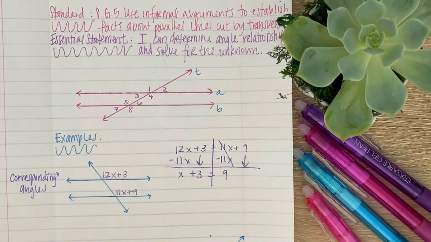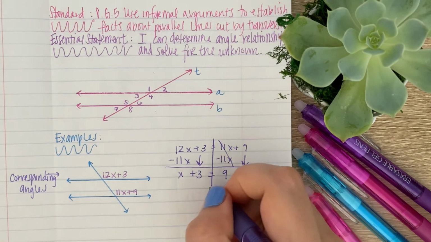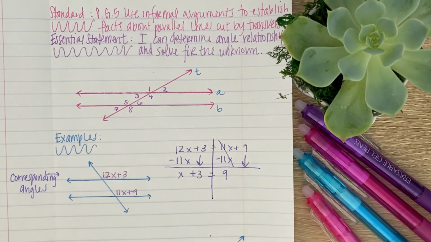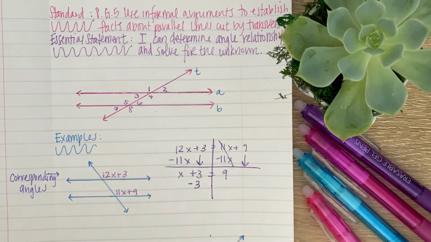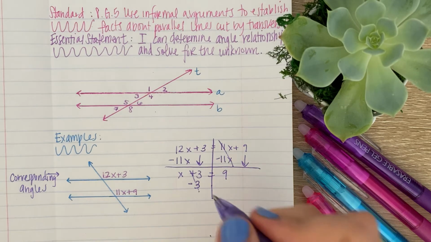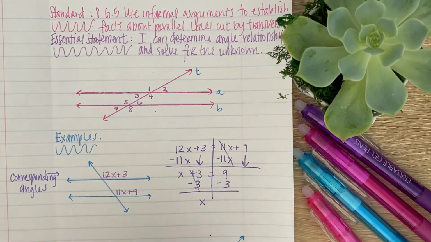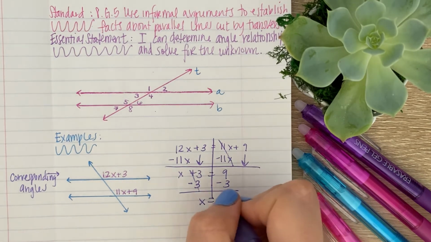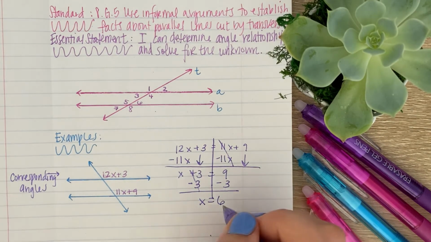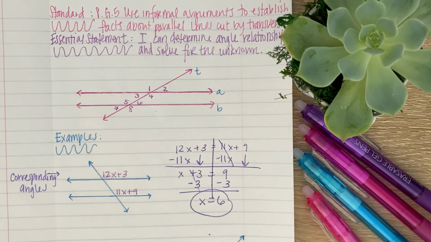And here we have a one-step equation. So the last step is to get rid of this positive 3. The opposite of plus 3 is minus 3. This equals 0, so that goes away. Then whatever you do to one side, you must do to the other. So we are left with x equals 9 minus 3, which is 6. And I'm going to go ahead and circle my answer. So we know that x equals 6.